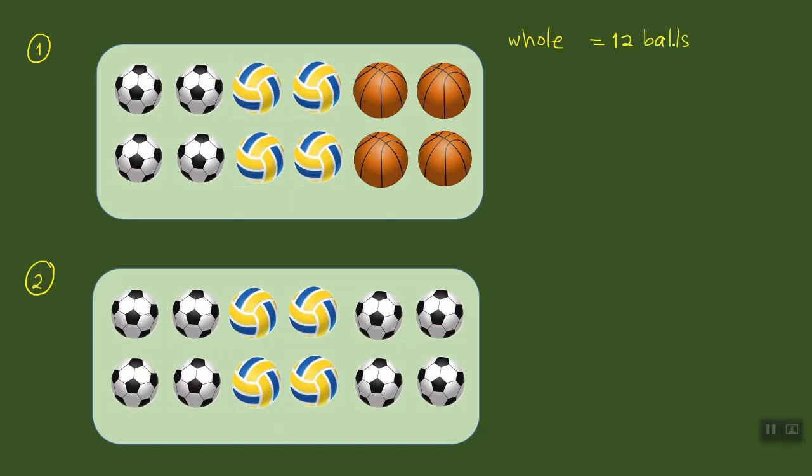Now can you see what fraction of the whole is the basketball? So the basketball here, this part, what fraction of the whole is it? The correct answer is 1/3. So 1/3 of the whole is 4 basketballs.